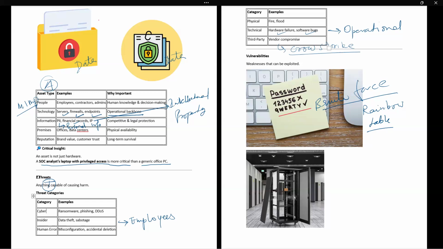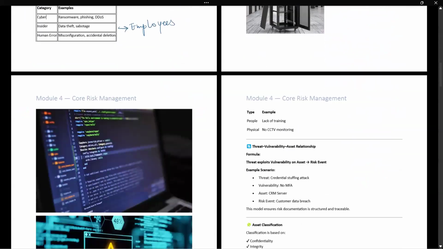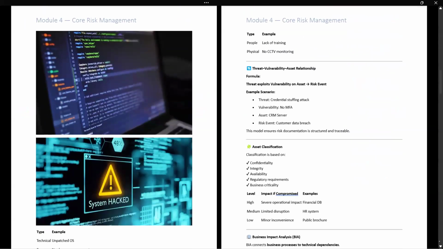Another vulnerability, you see here, is a physical vulnerability. The rack is open from all sides. Anybody can come and plug their systems into your rack. That's another vulnerability. So vulnerability is nothing but a weakness in your system which can be exploited.